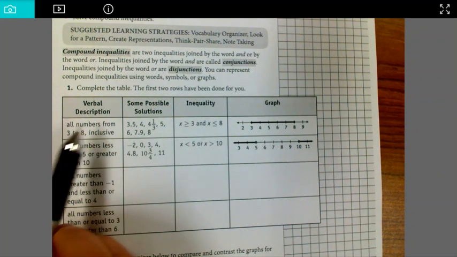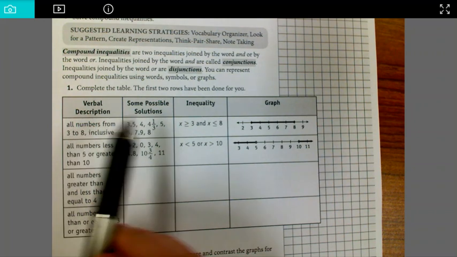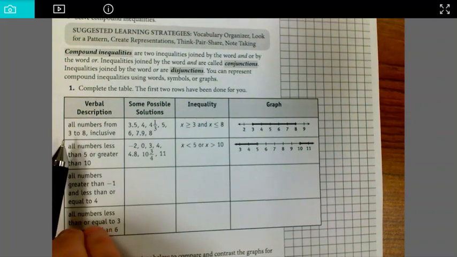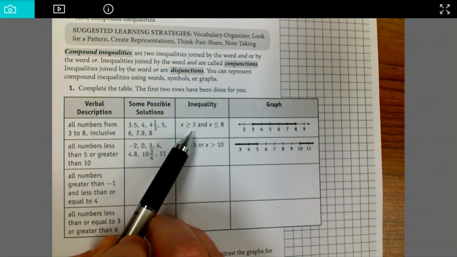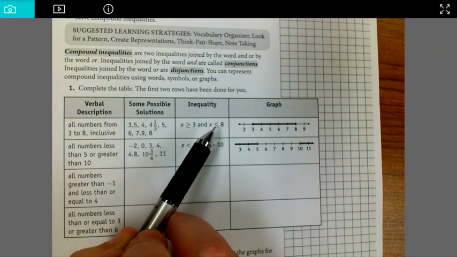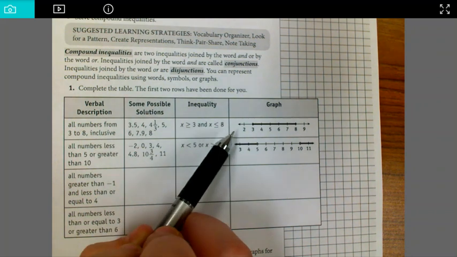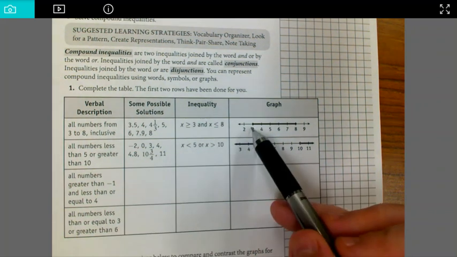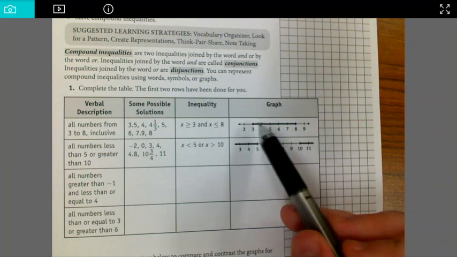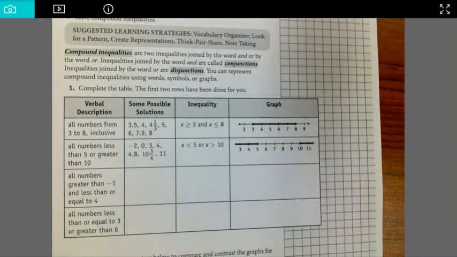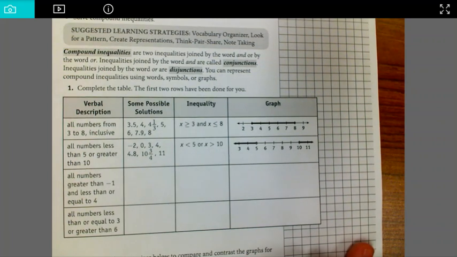Now, if I wanted to write this inequality-wise, I would say all the numbers from 3 to 8, well, that's any number greater than or equal to 3. And it has to be smaller or less than or equal to 8. And when they graphed it, they had a closed circle at 3, a closed circle at 8, and all the numbers in between. Because it has to satisfy both being bigger than 3 and smaller than 8 at the same time.